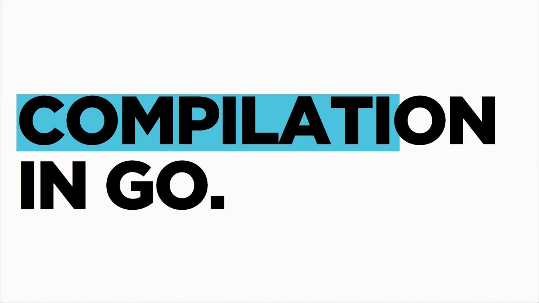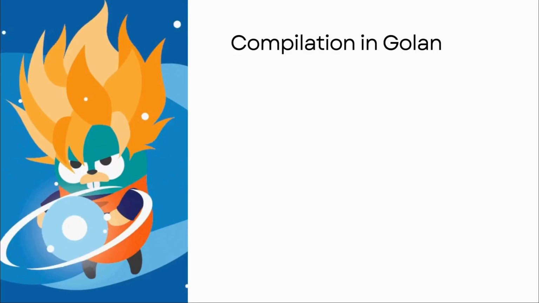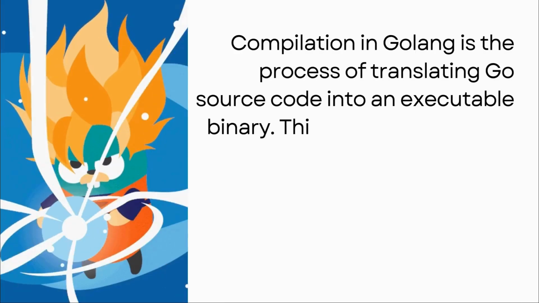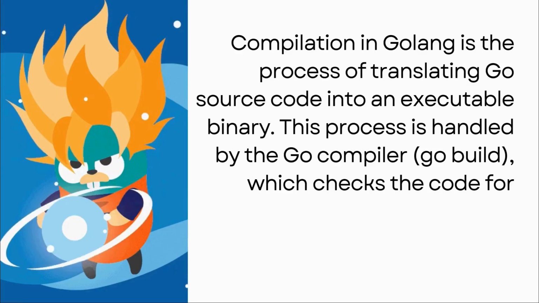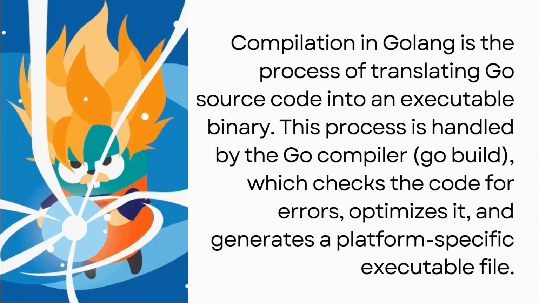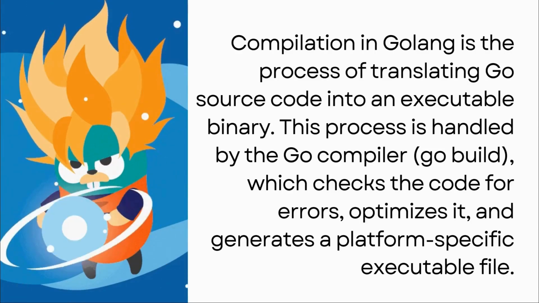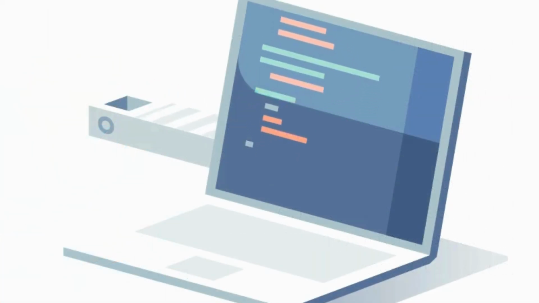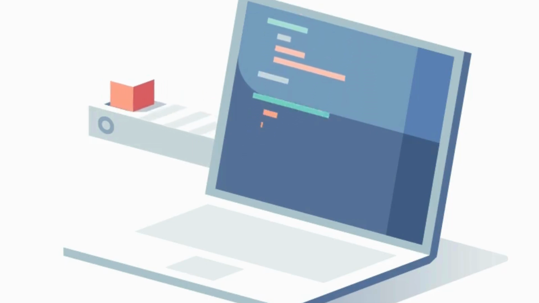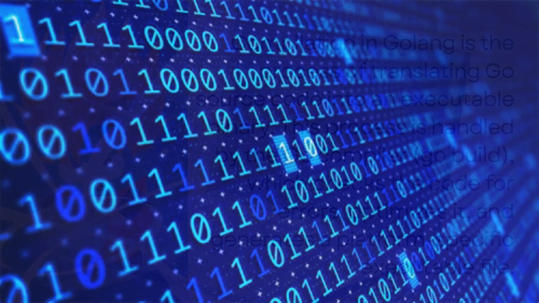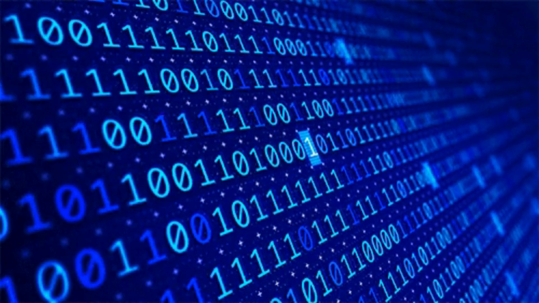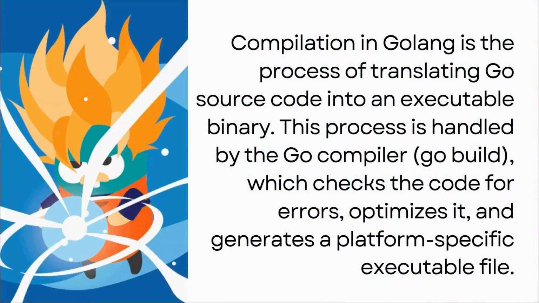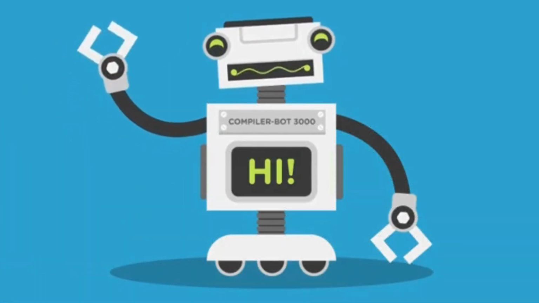Let's break it down step by step. First, what do we mean by compilation? Compilation in Golang is the process of translating Go source code into an executable binary. As we have discussed, we write code in English words, so whatever code we write will not be understandable by the machine. It has to be converted into zeros and ones, that is the binary code. This process is done by a special program called a compiler, and the process is called compilation.